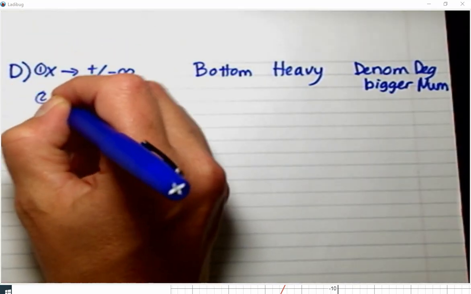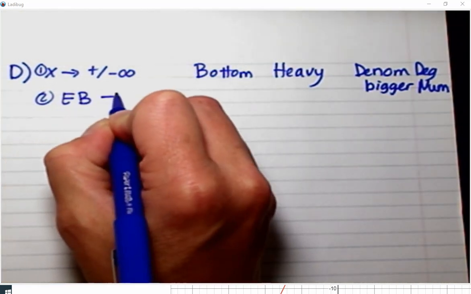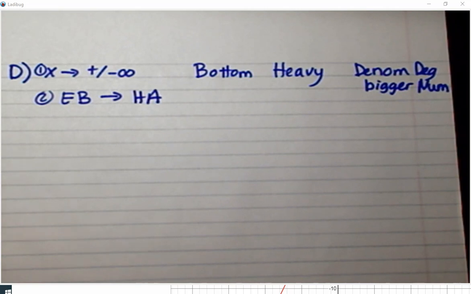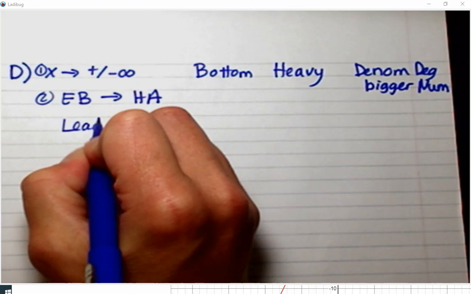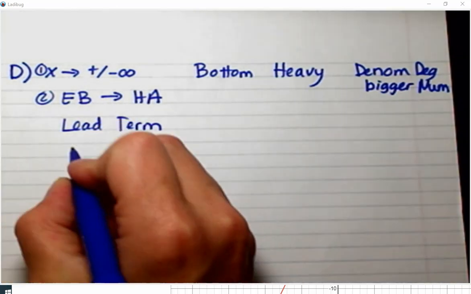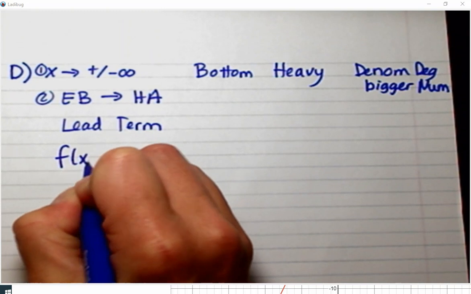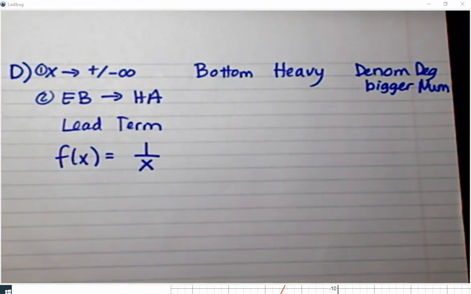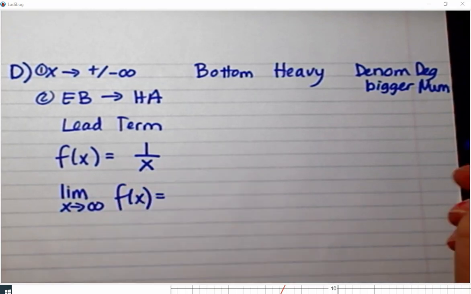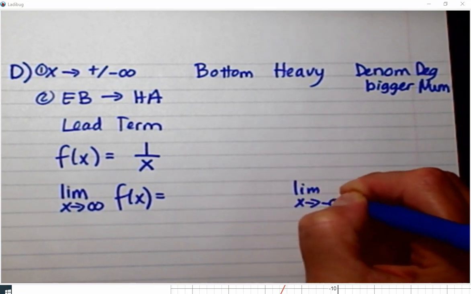So I'm still doing end behavior. End behavior. And this particular category is going to give me a horizontal asymptote. Okay? We are still going to look at the leading terms. But I'm going to do an example here before we get to the result. Okay, so let's say that f of x equals 1 over x. I want to answer these two questions. The limit as x goes to positive infinity, and the limit as x goes to negative infinity.